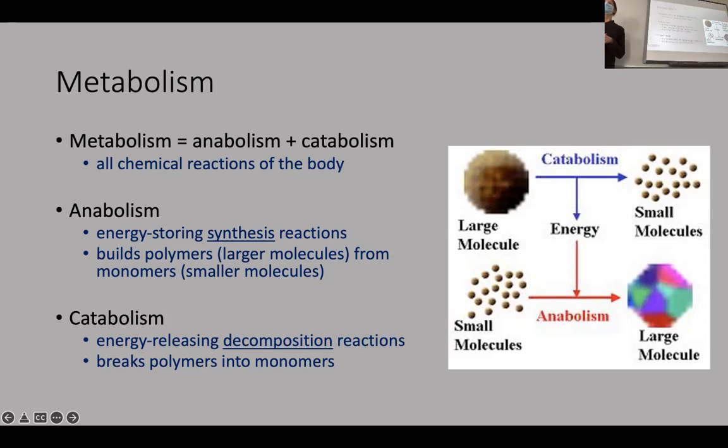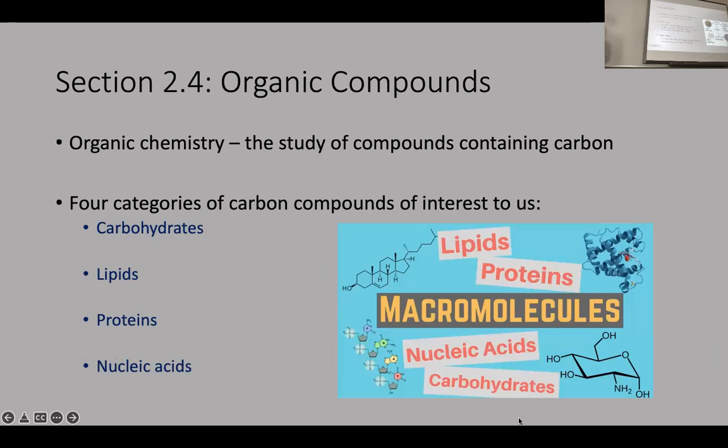Next, we're going to do a relatively quick review of the biological macromolecule categories. So here we're talking about organic chemistry, essentially. Organic chemistry is just chemistry that involves carbon. That's an easy way to think about it. All of these molecules that we'll talk about have carbon as the main component.